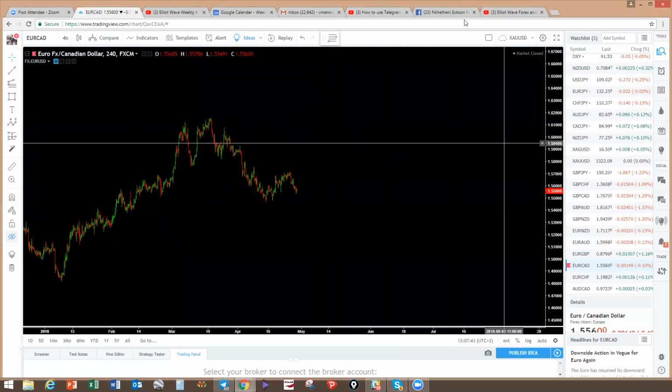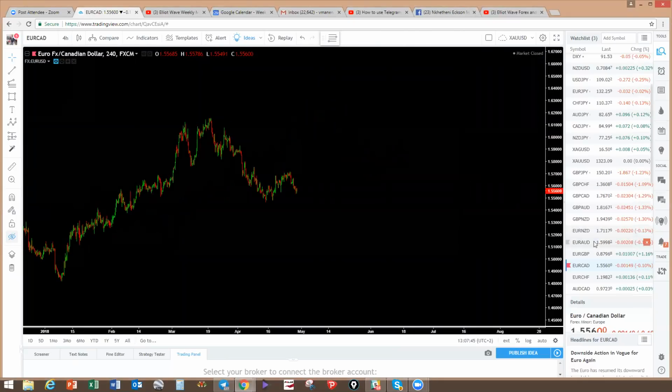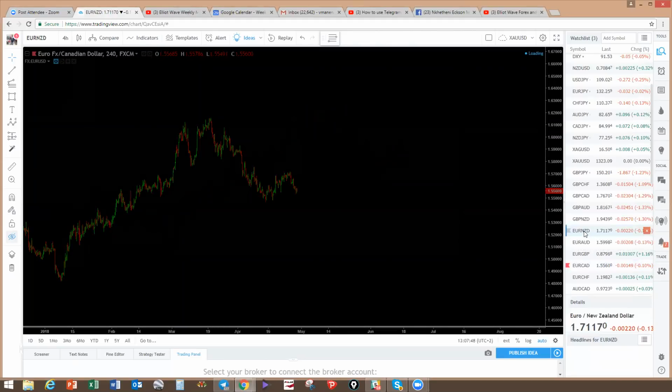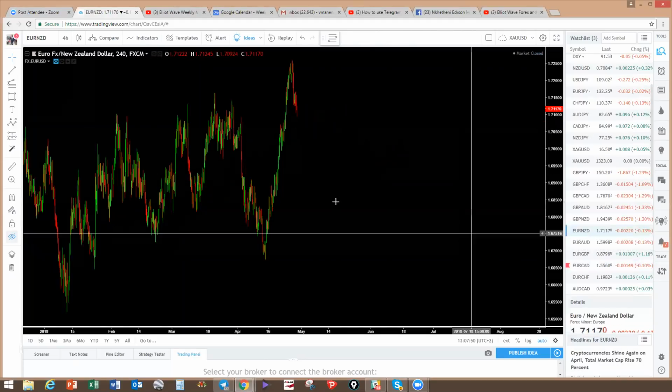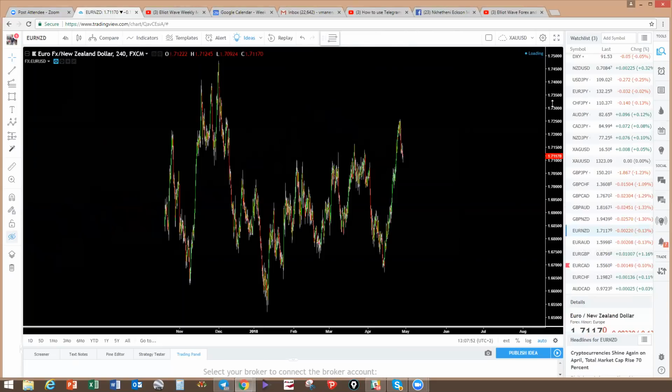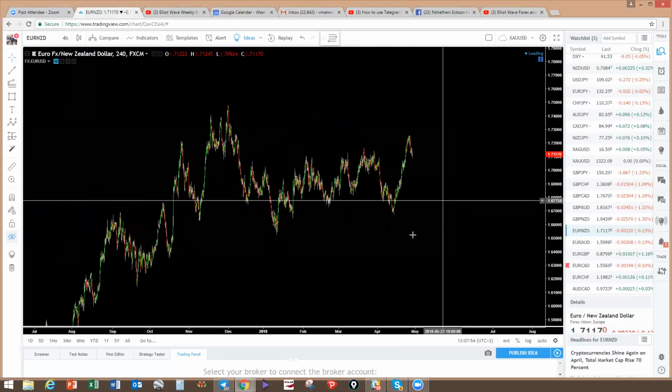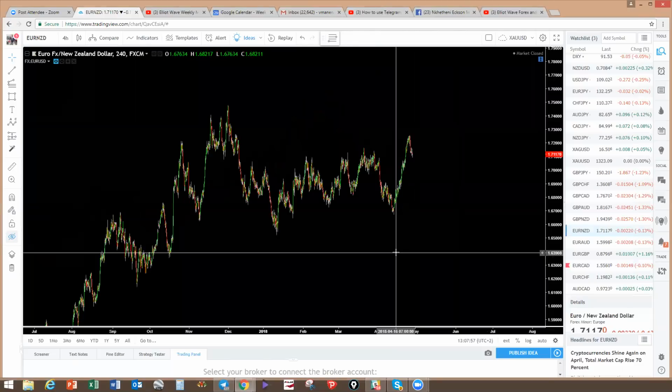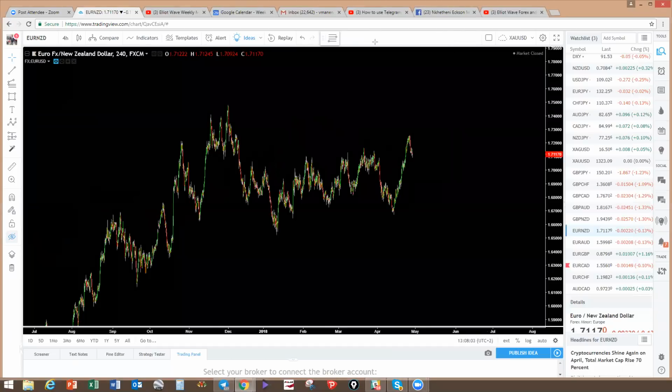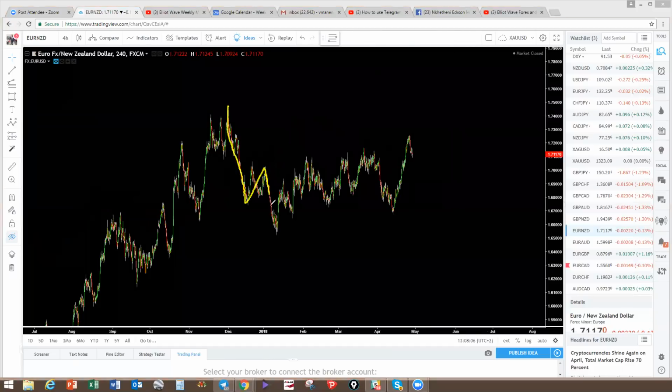Okay, so that's EURCAD. Euro New Zealand: there's something very interesting about Euro New Zealand and structure. These types of structures interest me, where you could not see any other alternative, and the market actually goes and gives you that one. This is what I was seeing. I was seeing this as a first 3-wave move, and I was looking for this to just give us a 3-wave pullback. It looked perfect.